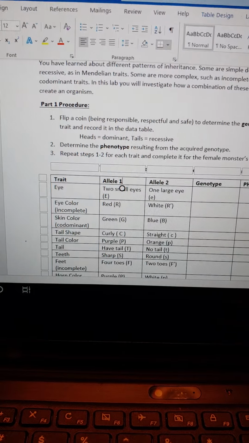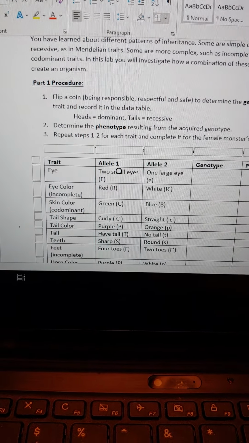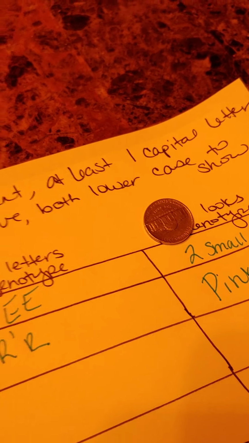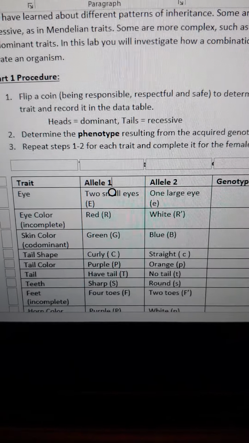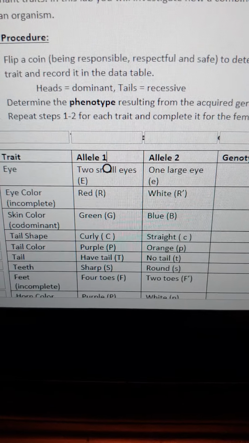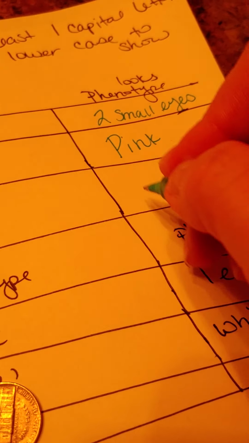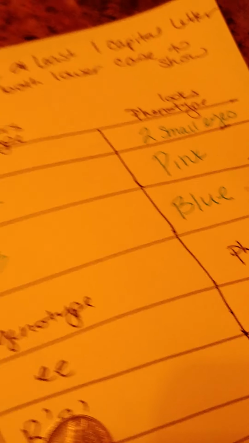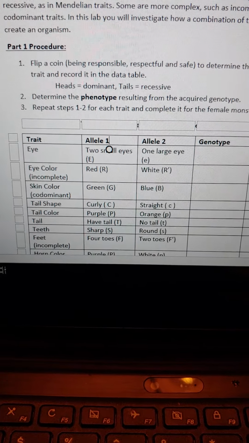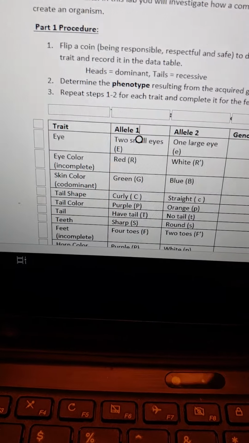All right, skin color is co-dominant, which means both play a factor. So flip my coin. We have a tails. Looking back up here, what's recessive? That's going to be blue, so I put the capital B. This is the only one where you'll do different alleles for your genotype. Flip again. Tails again. So that is another capital B, which means my body is blue. If you would have landed with a G and a B, you would have had both blue and green. So you're going to flip for all of these different traits.